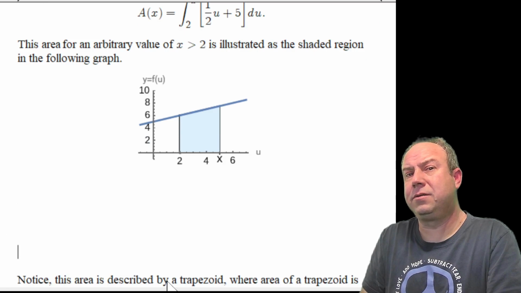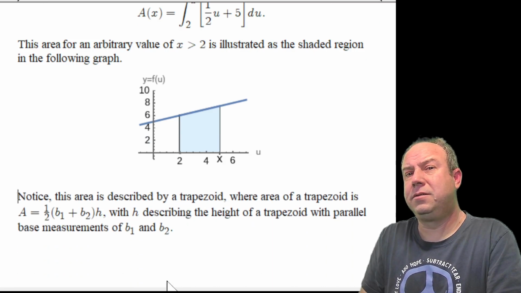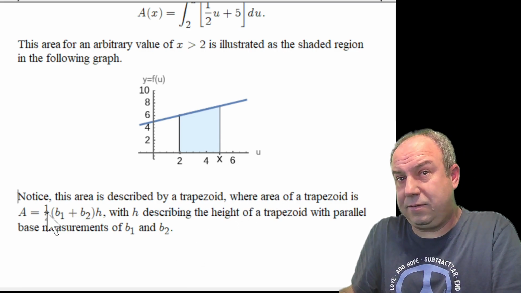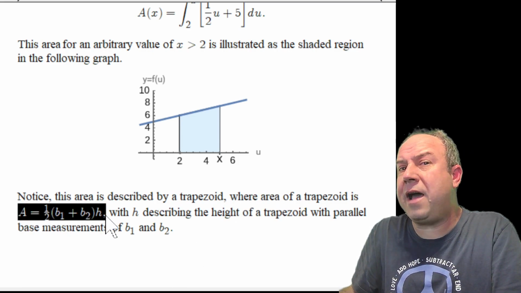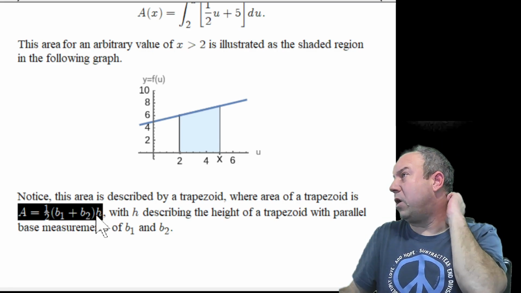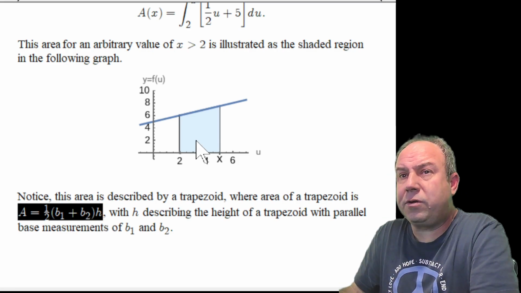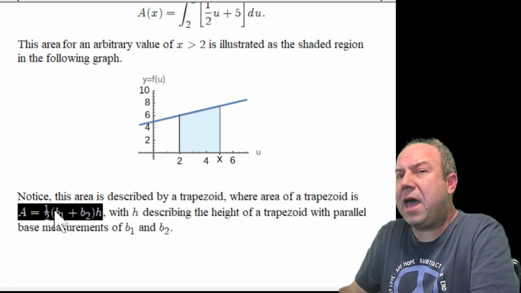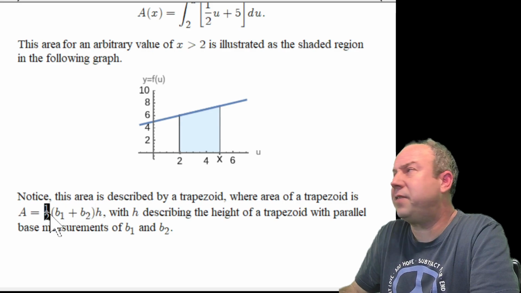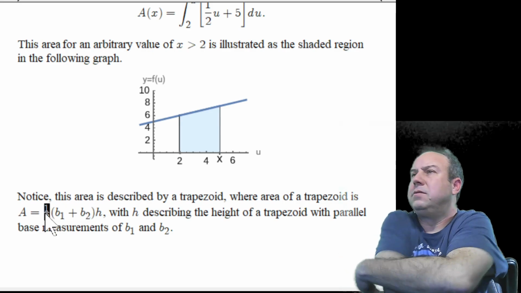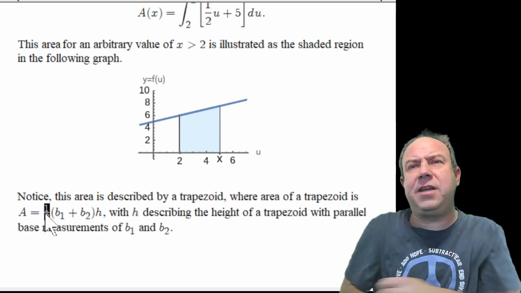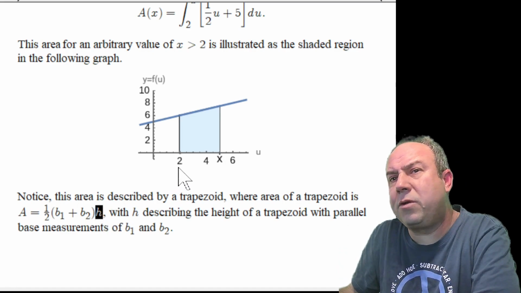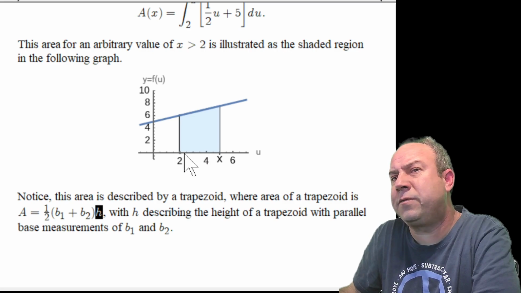Take note here. The area of the trapezoid is described by the formula a equals 1/2. We call them base 1 and base 2. They're actually the two parallel sides. When you add them together and you cut that in half, what you actually end up with is their average. And you're going to multiply that by the height, where the height in this case is going to be this measure from 2 to x.